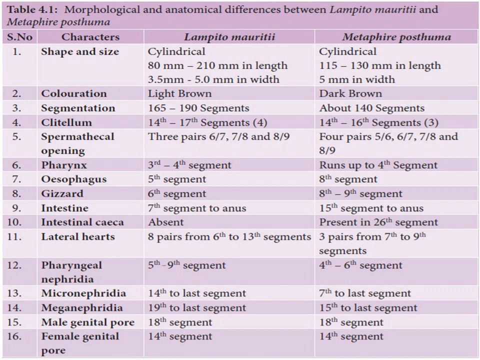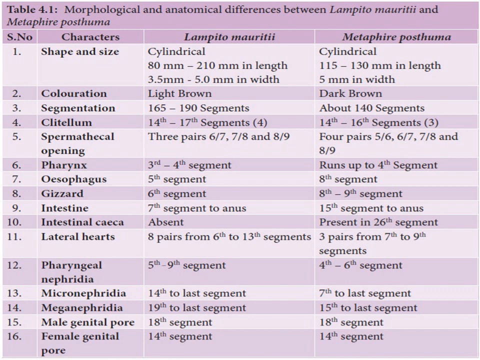Then lateral hearts, the circulatory system. Hearts are present in Lampito mauritii: 8 pairs of lateral hearts from the 6th to 13th segment. But in Metaphire, 3 pairs of lateral hearts are there from the 7th to 9th segments. Then nephridia: pharyngeal nephridia are present from the 5th to 9th segment, and in Metaphire from the 4th to 6th segment. Then micronephridia are present in the 14th to last segment, in Metaphire the 7th to last segment. Then meganephridia from the 19th to last segment, in Metaphire the 15th to last segment.